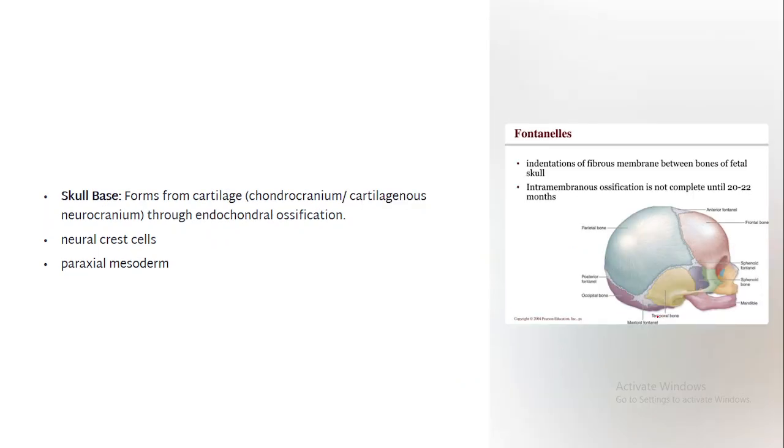Coming to skull base. The skull base forms from cartilage, that is the endochondral ossification, and it is also called chondrocranium or cartilaginous neurocranium. So again, neural crest cells and paraxial mesoderm take part in the development of the skull, but within these two cells there is endochondral ossification, which gives the formation of skull base. So the bones of the skull base ossify by endochondral ossification, and the skull cap ossifies by intramembranous ossification.